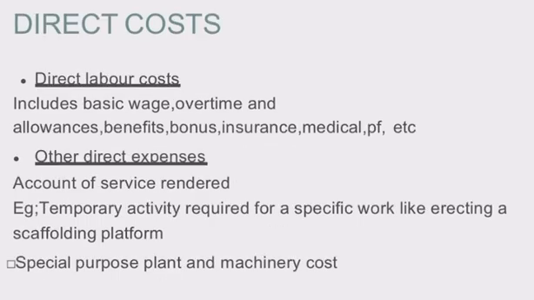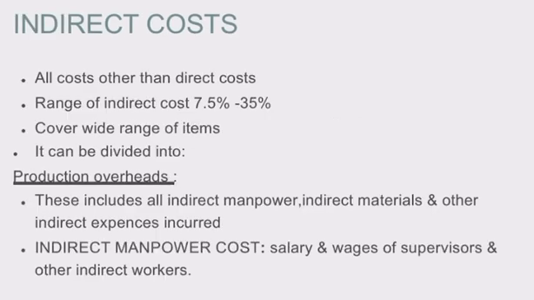Moving on to the next direct cost, that is direct labor cost. This includes the basic wages, overtime expenses and the allowances, benefits, bonus, insurance, medical, PF, etc. And the other direct expenses, these are on account of the services that are rendered during a work. For example, the temporary activity required for a specific work like erecting a scaffolding, platform, etc. It also includes the special purpose plant and machinery costs.